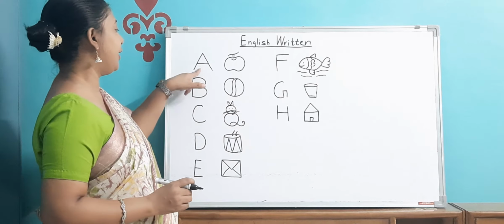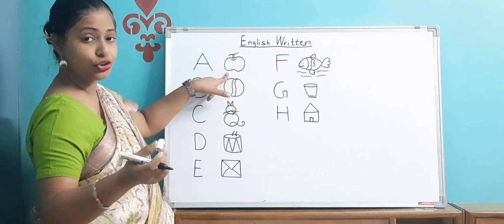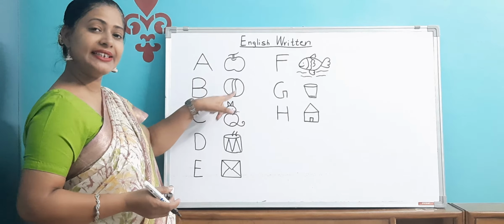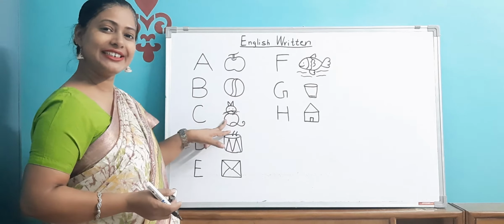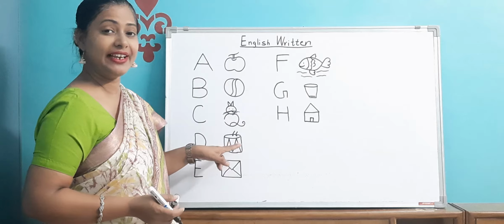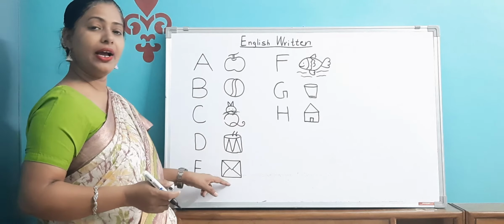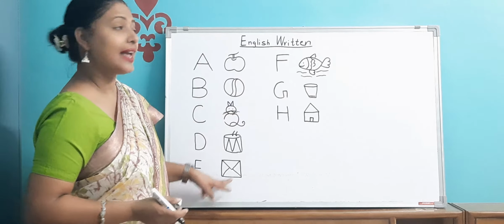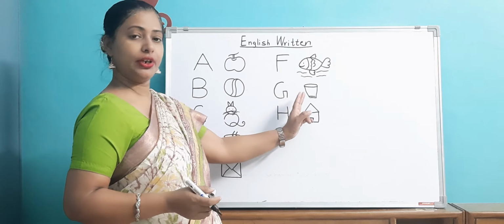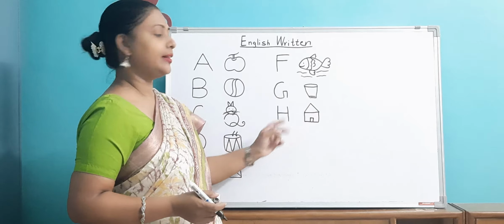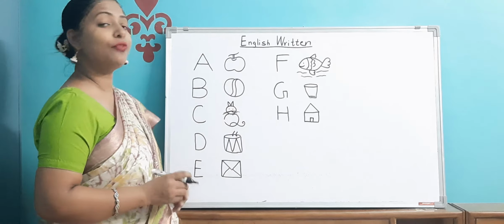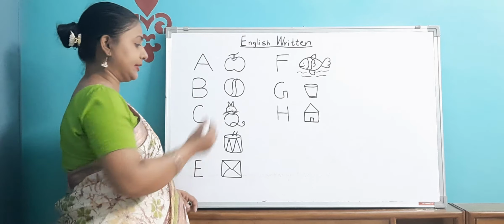A for apple, what is the sound? I have taught the sounds also. A for apple, A says A. B for ball, B says B. C for cat, C says K. D for drum, D says D. E for envelope, E says A. F for fish, F says F. G for glass, G says G. H for horse, H says H. So these are the phonic sounds of these alphabets.